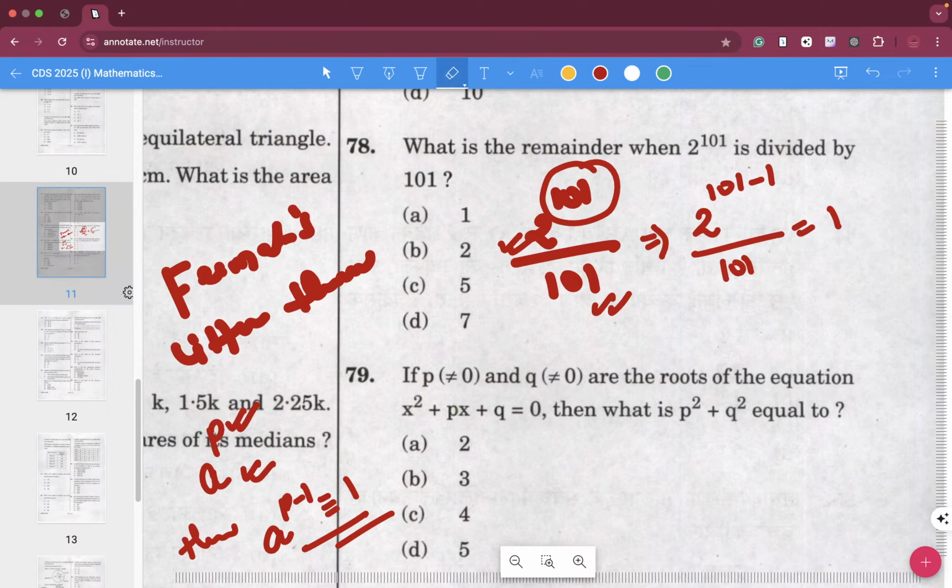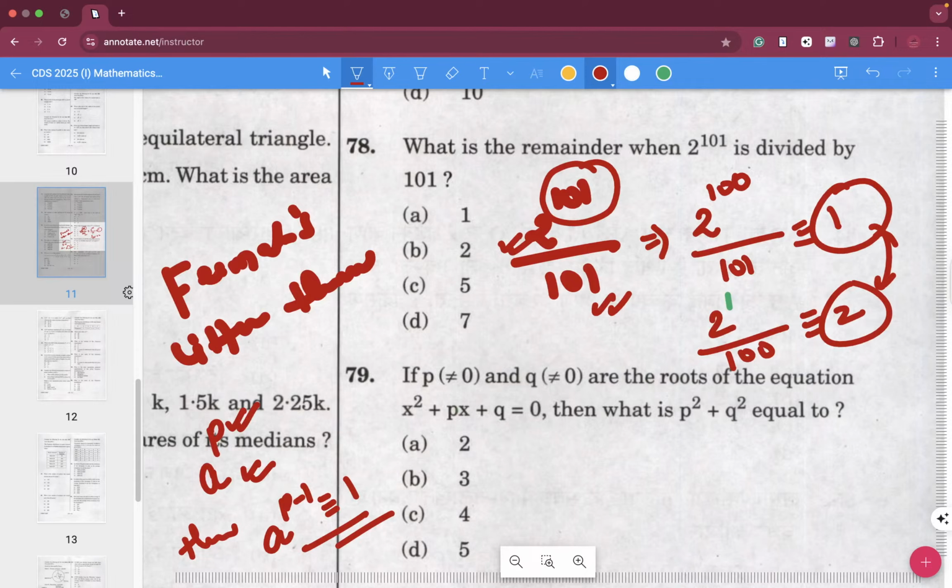This particular value is the remainder of what? 2 raised to the power 101 minus 1, or otherwise 2 raised to the power 100. For this the remainder is 1, and then the remainder for 2 raised to the power 1 is 2. If you multiply these two, you get 2 as the answer. So over here, B is the correct answer, folks.